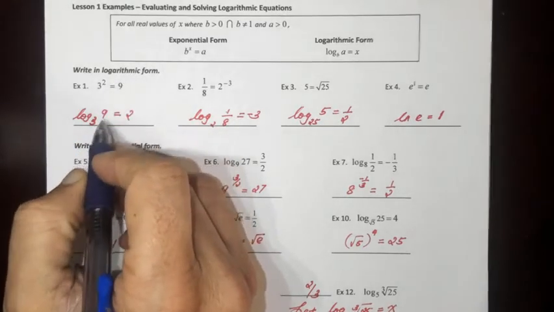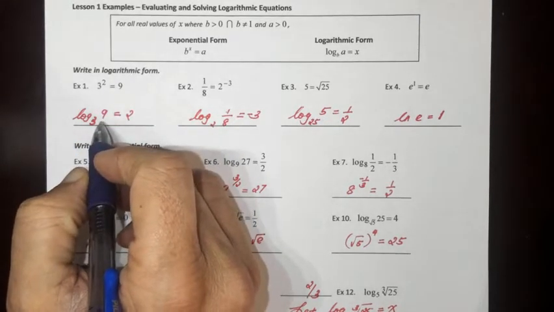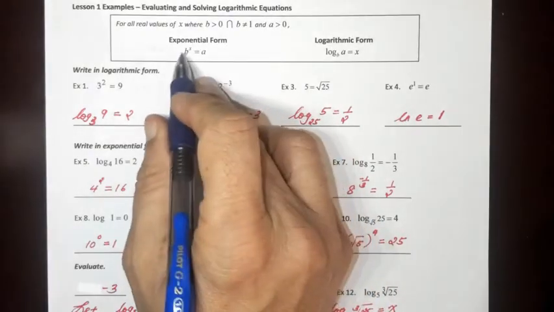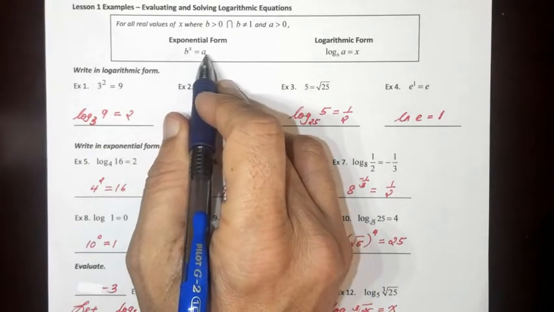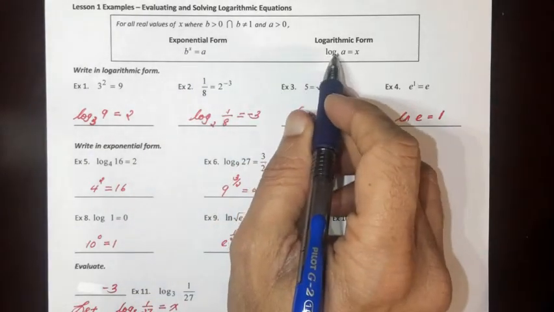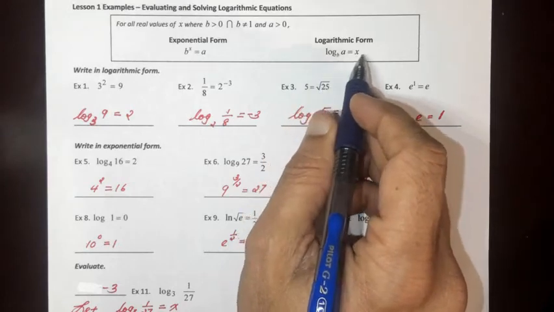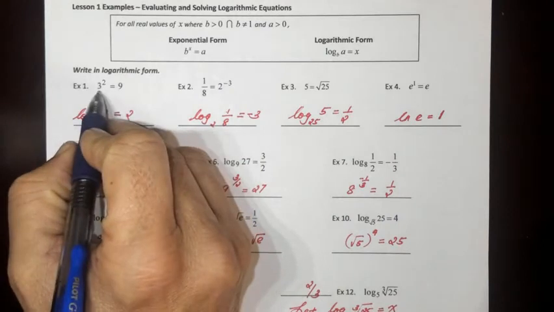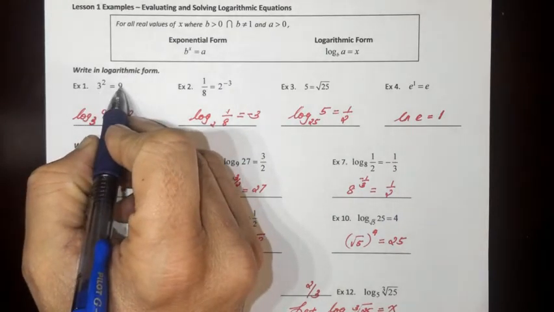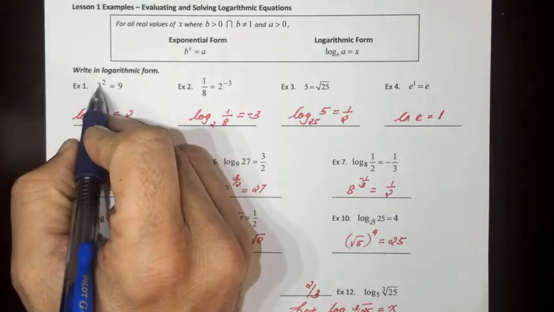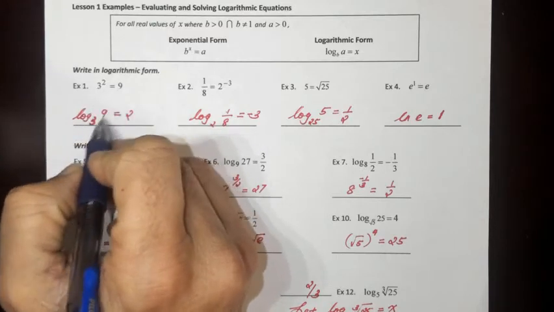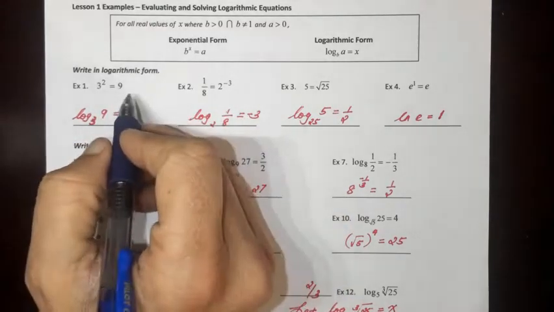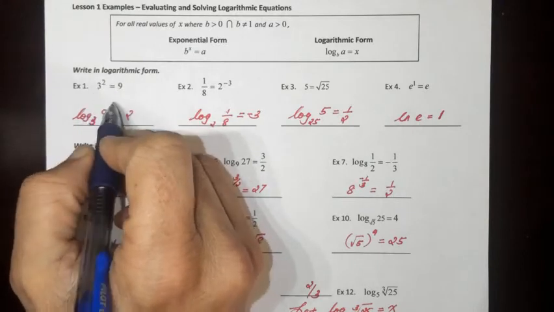This is an exponential form. We are going to write this one in log form. And we know b to the power of x is equal to a, and that can be written as log a to the base b is equal to x. So you can just put it as log of 9 to the base of 3, because we know that 3 is the base, so to the base of 3 is equal to 2, and that's it. So log of 9 to the base of 3 is equal to 2.